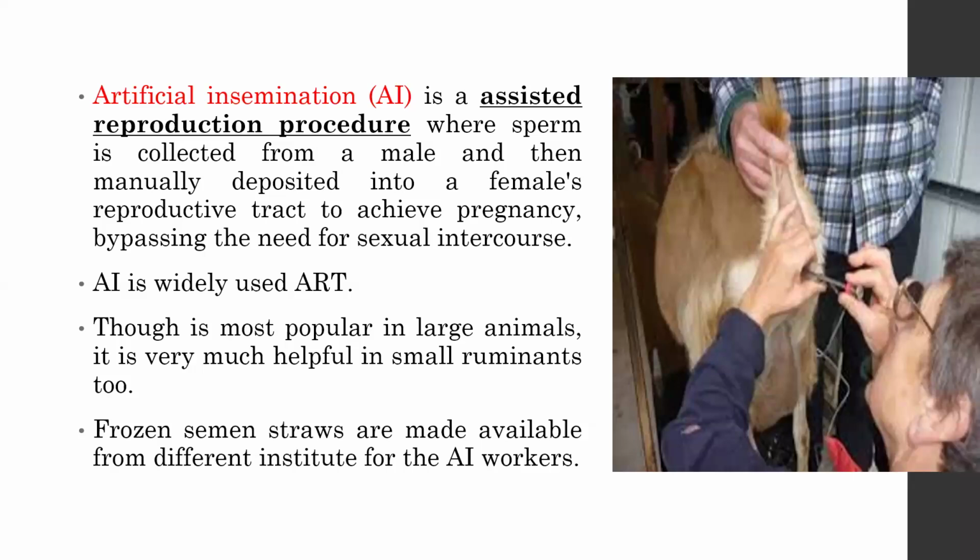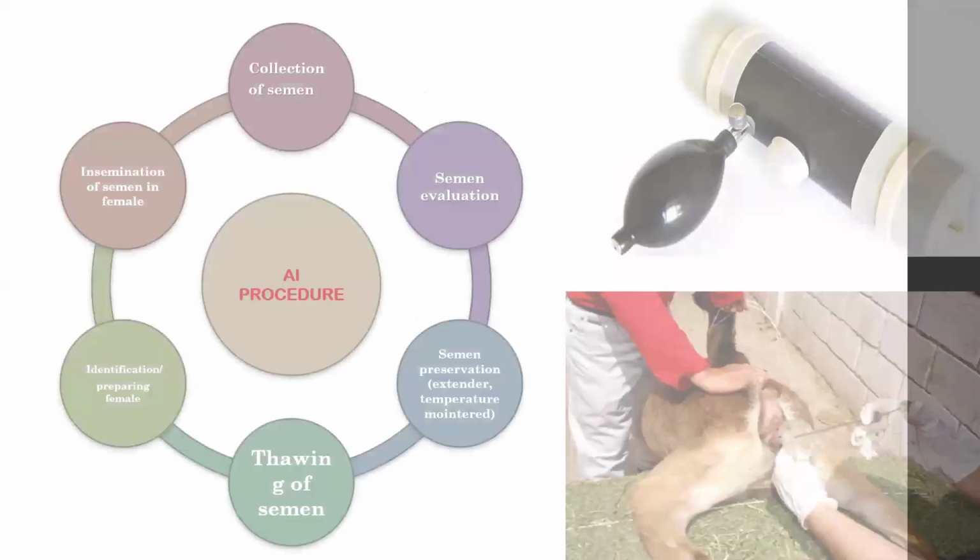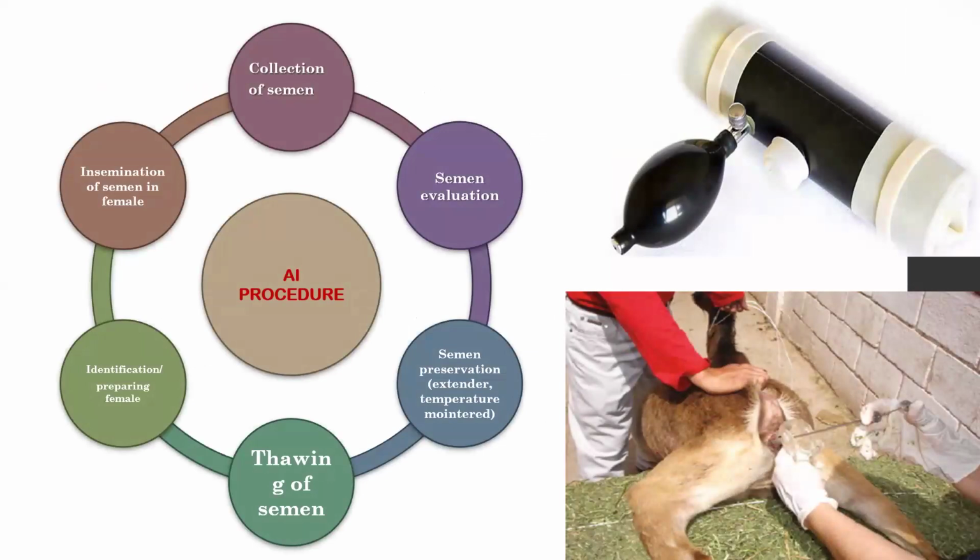Here we need semen, frozen semen in straws. It is made available by different institutes and handed over to AI workers or trained veterinarians to go into the field and do the artificial insemination. One must know the procedure of artificial insemination.